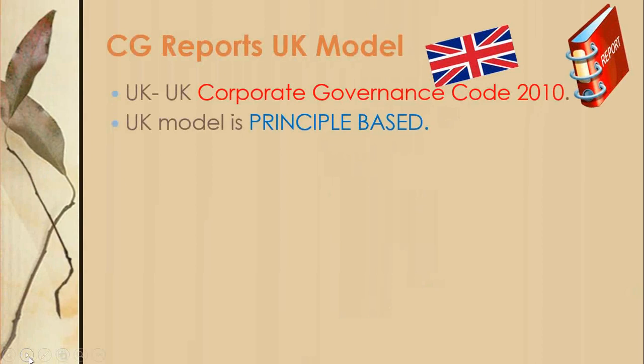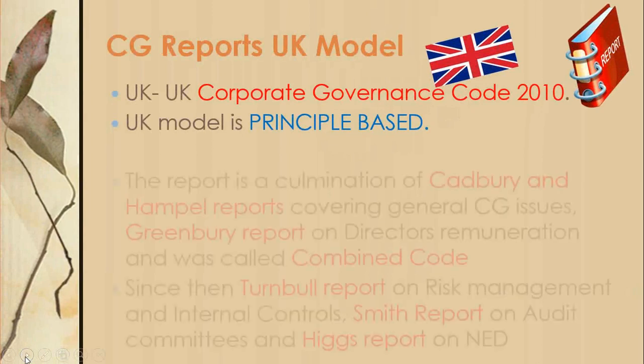I think what happened in the USA is that a lot of companies started collapsing, and they wanted to make it law and enforce it, and I think they were a little bit proactive that way. But the UK model is more considered; they took time and did it, and it is principle based. So the 2 models are principle based and rule based.